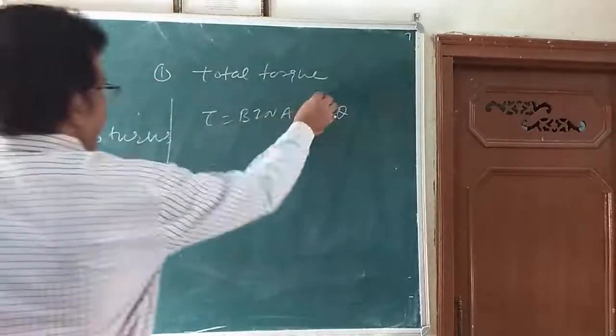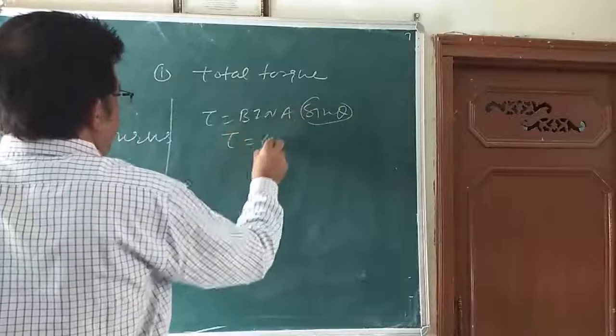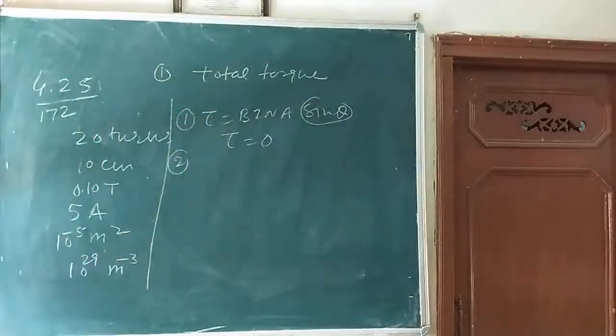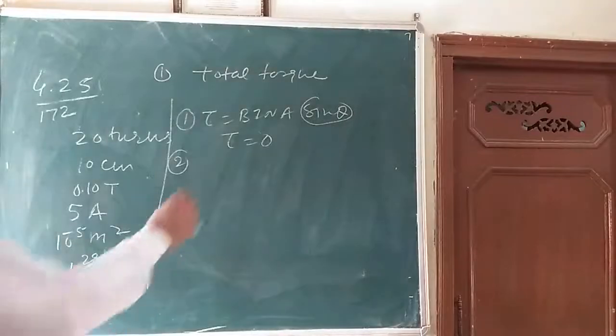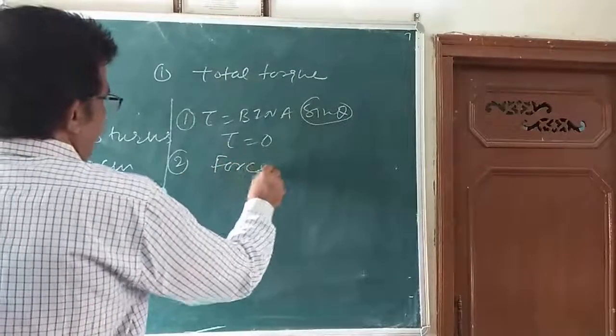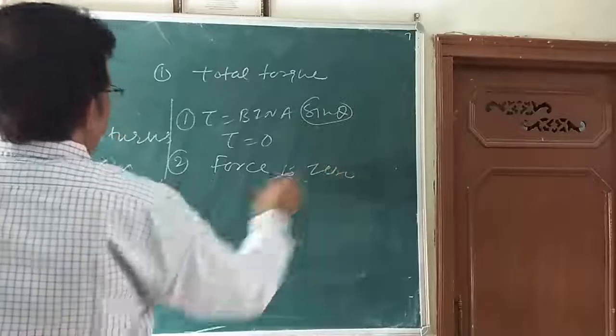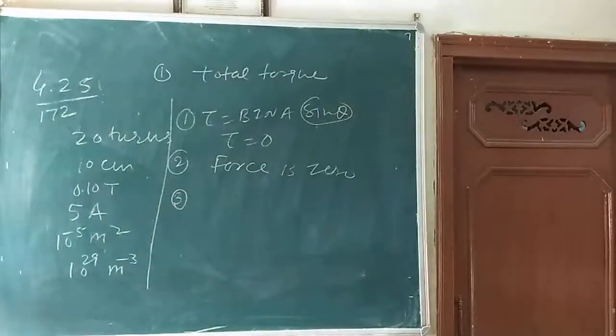So sin 90 becomes 1, so the torque would be 0. That is the first, as normal to the coil is given in the question. Also the total force is also equal to 0, because the angle is 90 degree, force is also 0. Third, average force on each electron in the coil due to the magnetic field.